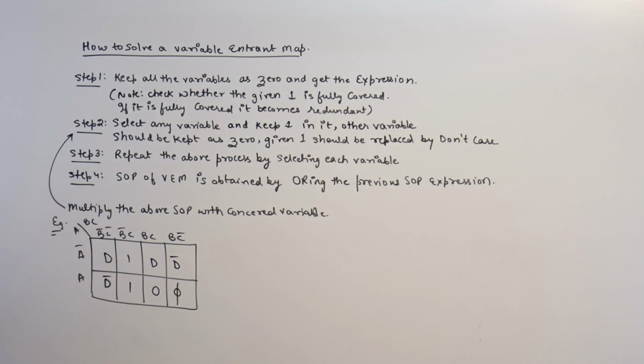Step 1 is to keep all the variables at 0 and get the expression. Second step, select any variable. For example, if you have D and D complement, consider these two as two different variables. Select any variable, keep it 1, and keep the other variables as 0, and replace all the 1s with don't care conditions, and then we repeat for step number 3. So let me show you this step by step.